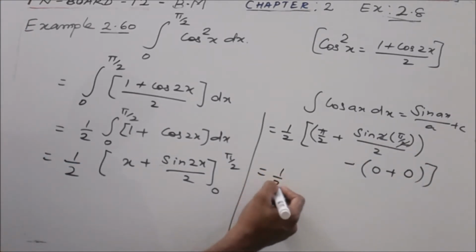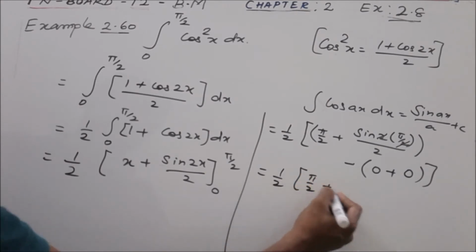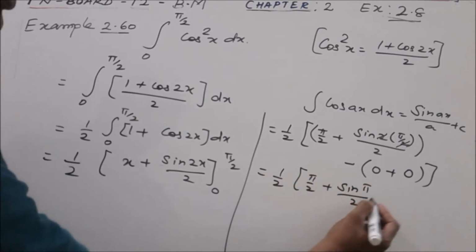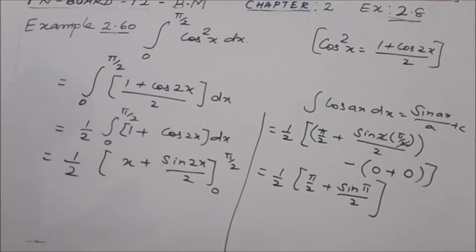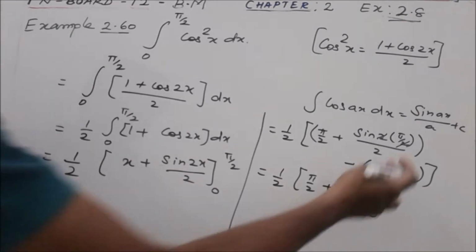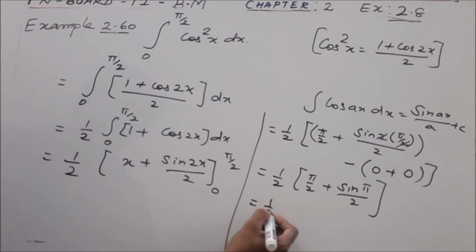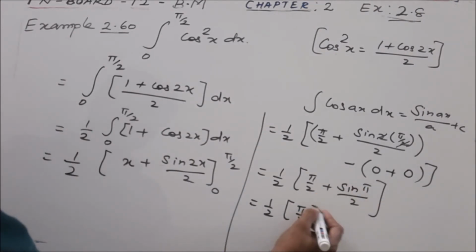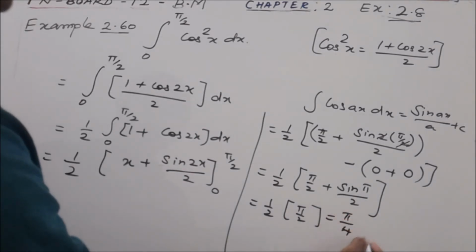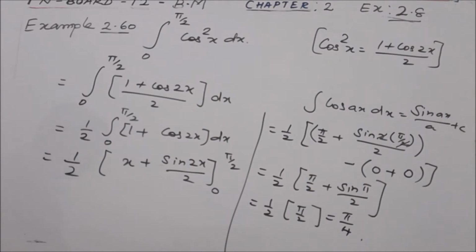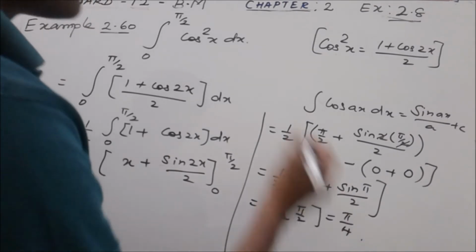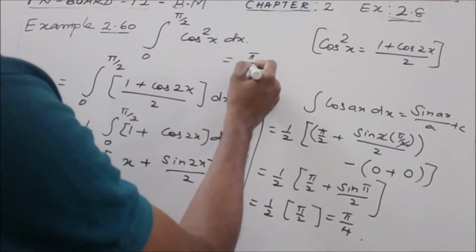Now 1 by 2 into pi by 2 plus sin pi whole divided by 2, not sin pi by 2, sin pi whole divided by 2. And then these are 0, we can leave it. 1 by 2 into pi by 2, then sin pi again 0. So 0 by 2 is 0, we have pi by 2. Now multiplying this, we will have pi by 4. So the value of integral 0 to pi by 2 cos square x dx is equal to pi by 4.